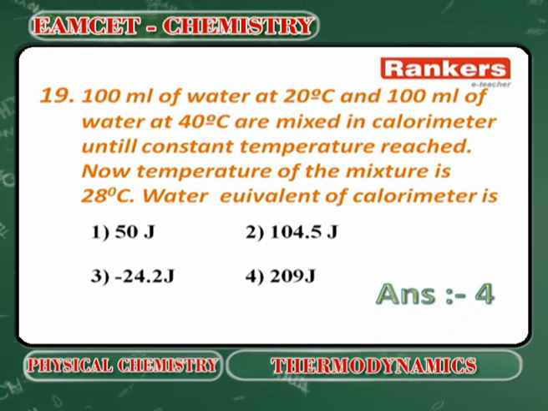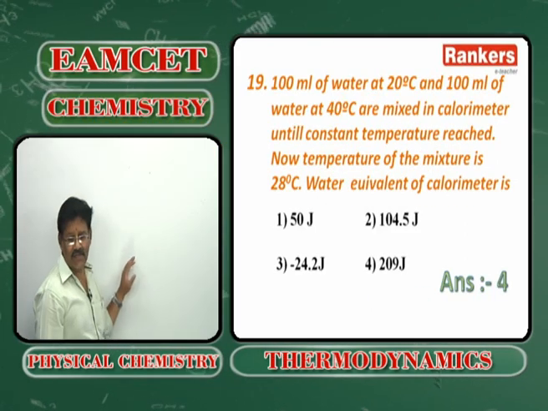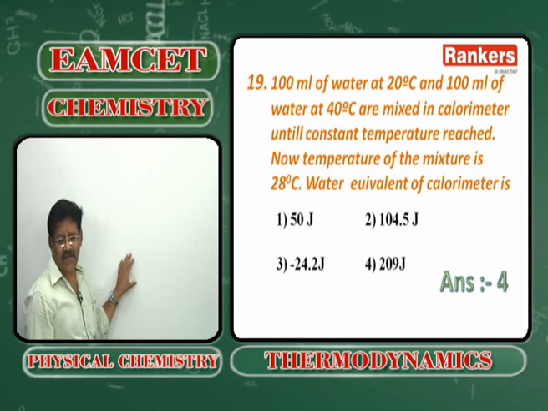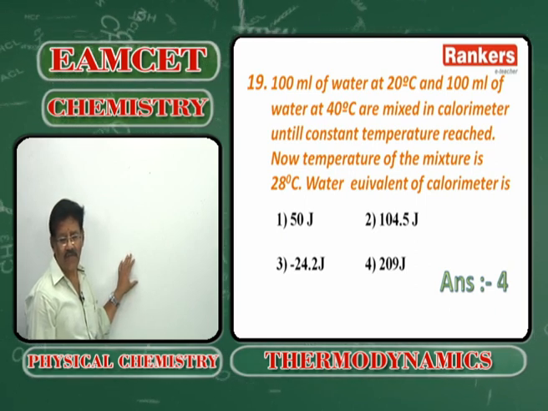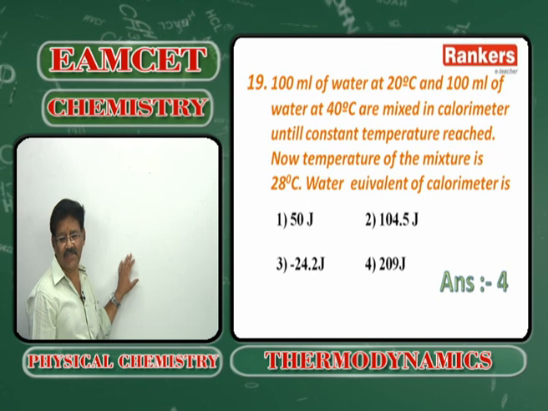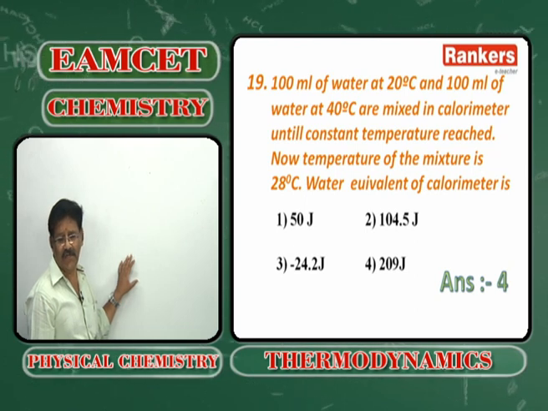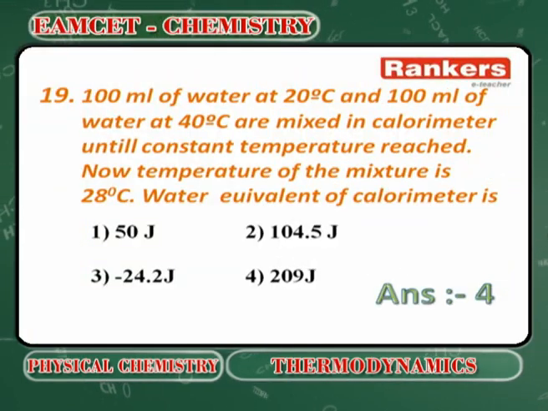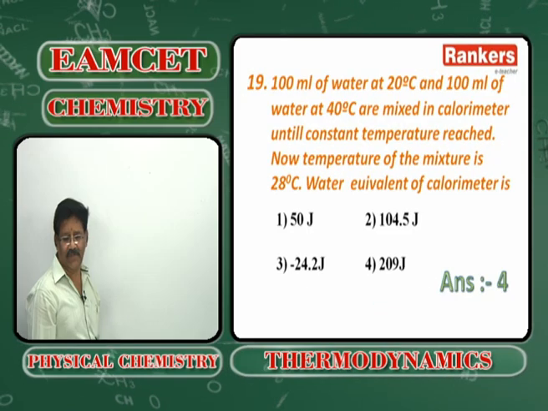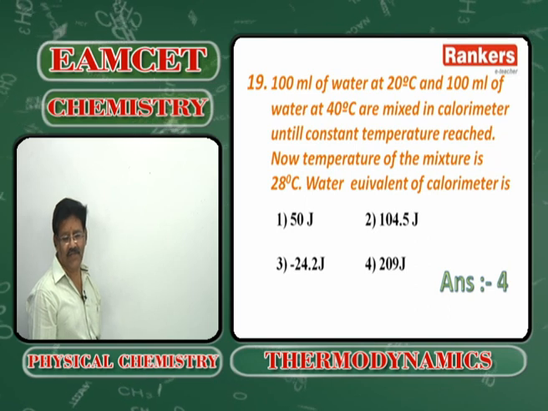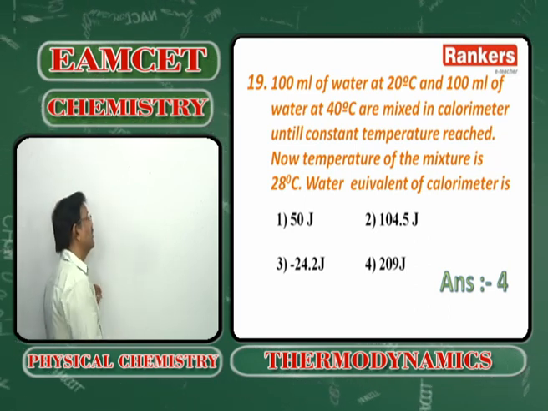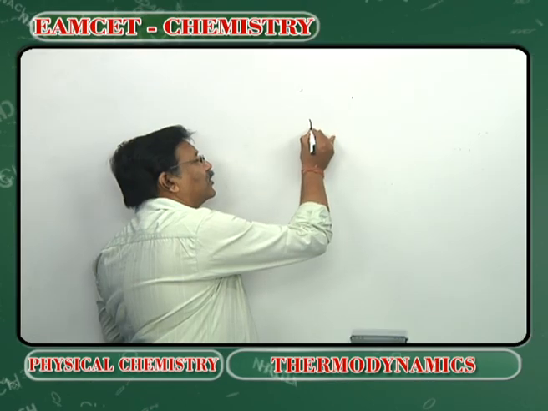So this is water equivalent. In this case, 100 ml of water at 20 degrees centigrade and 100 ml of water at 40 degrees centigrade are mixed in a calorimeter until constant temperature is reached. Now the temperature of the mixture is 28 degrees centigrade. What is the water equivalent of the calorimeter?